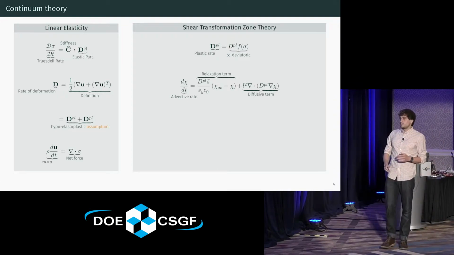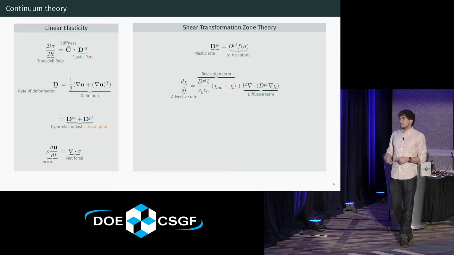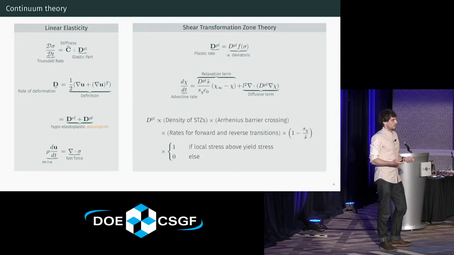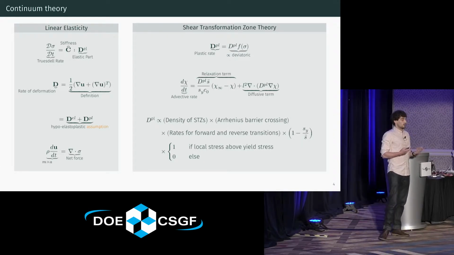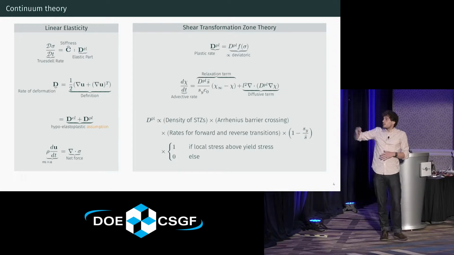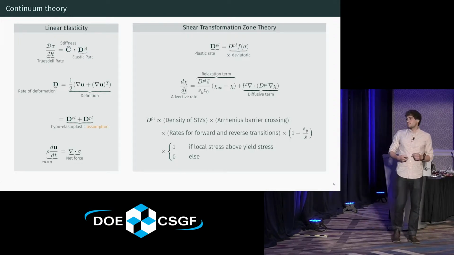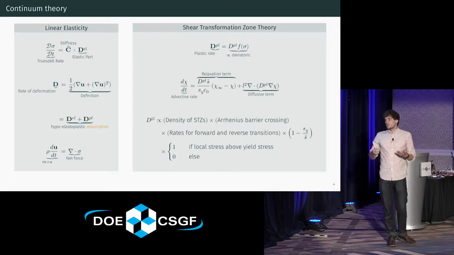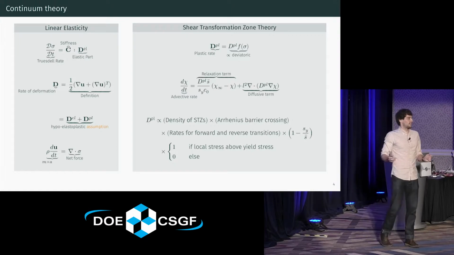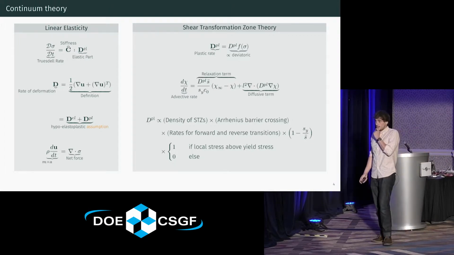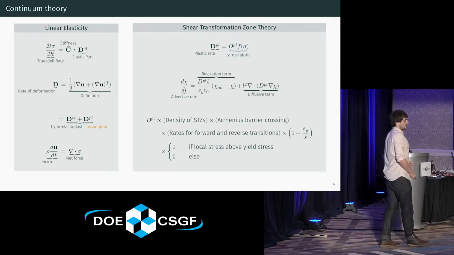So finally, scalar d^PL has a ton of material parameters, so I'll just lay it out qualitatively. It's basically given by the density of STZs times an Arrhenius barrier crossing term for one of these rearrangements to occur, times the rates for forward and reverse transitions of one of these rearrangements, times a term which asymptotically approaches 1 as S bar, a measure of local stress, approaches infinity, times 1 if the local stress is above the yield stress, which is the quantity that says basically when plastic deformation begins to occur. OK, so with all these equations in hand, we can just discretize them using finite difference stencils and solve them.